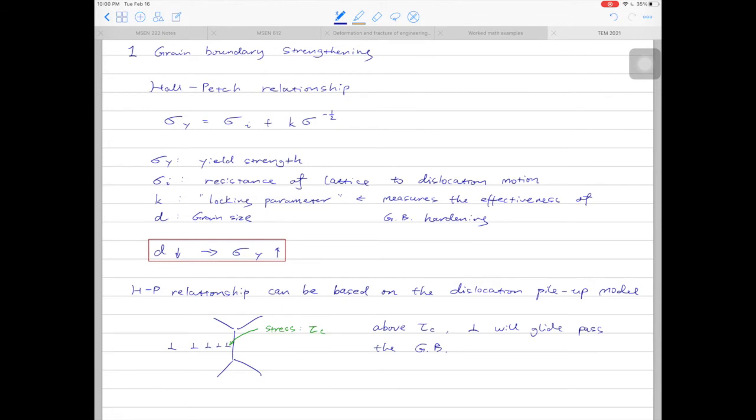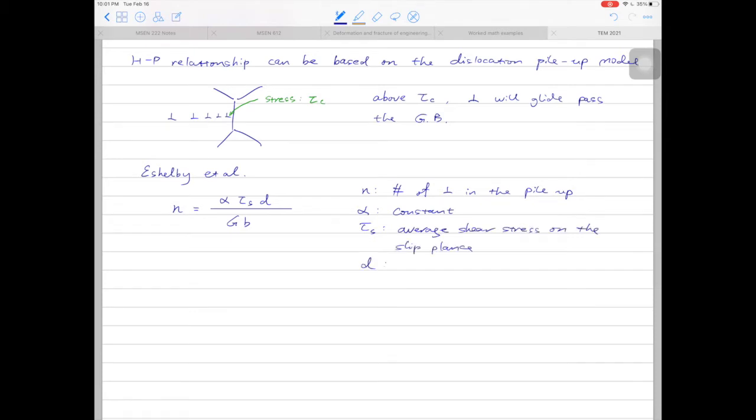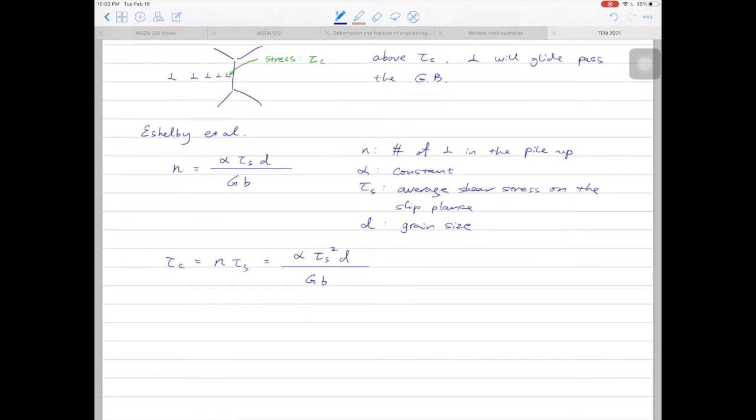Below tau c, the dislocation will be blocked by the grain boundary, but above tau c, the dislocation will glide past the grain boundary. Based on this model, Eshelby and co-authors came up with a mathematical expression, n is equal to alpha tau s d divided by Gb, where n is the number of dislocations in the pile-up, alpha is a constant, tau s is the average shear stress on the slip plane, d is the grain size, G is the shear modulus, b is the Burgers vector. Then tau c is equal to n tau s. Substitute n into this equation, you get tau c is equal to alpha tau s squared d over Gb.